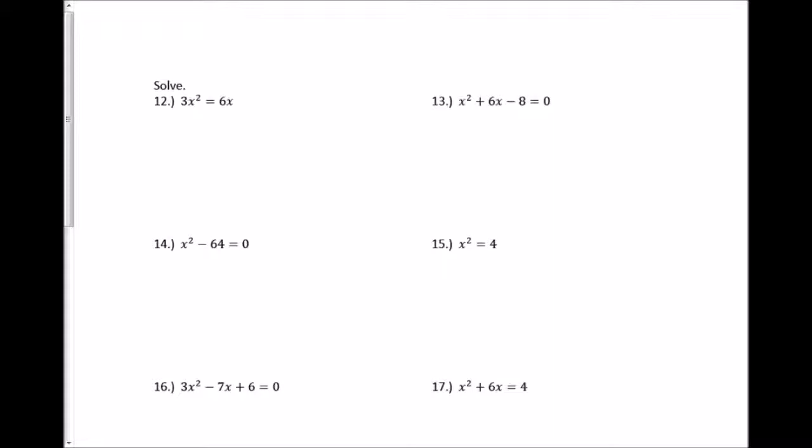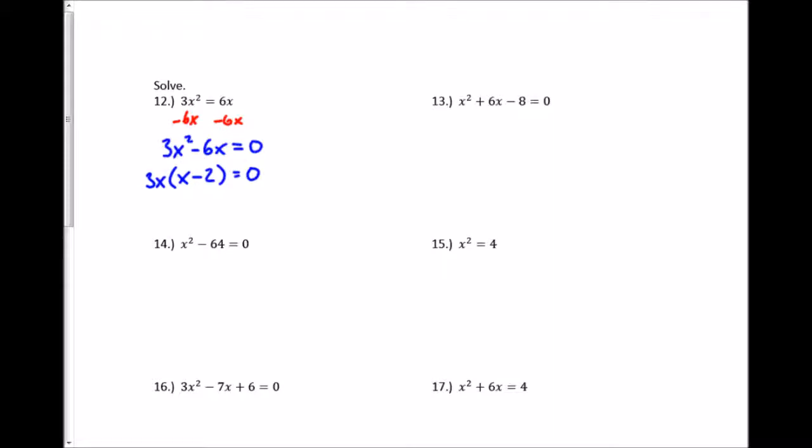So with this first one, I'm going to subtract the 6 from each side. I want to get everything on the same side so I can check to see if I'm able to factor. I get 3x squared minus 6x equals 0. And then if I want to solve this one by factoring, I've got two options here. I can factor it the way it is. I can factor a 3x out, which leaves me with an x minus 2.